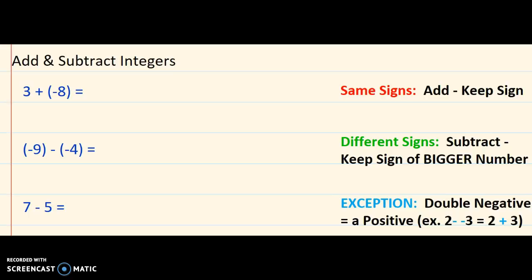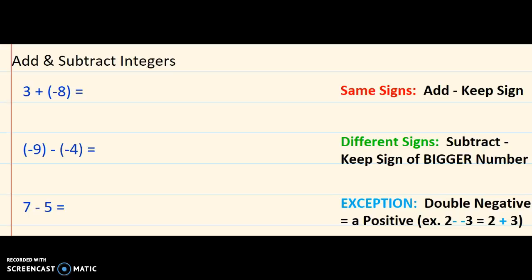There is an exception. It's called the double negative rule. If there's a double negative, that becomes a positive, and then you determine if the signs are the same, you add and keep the sign. If the signs are different, subtract and keep the sign of the bigger number.